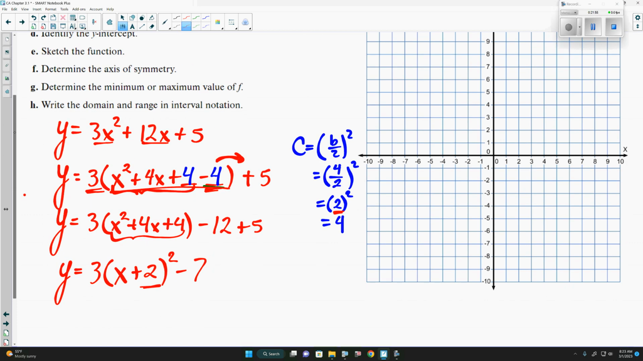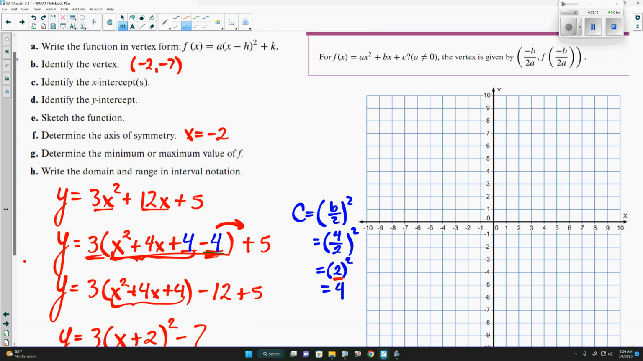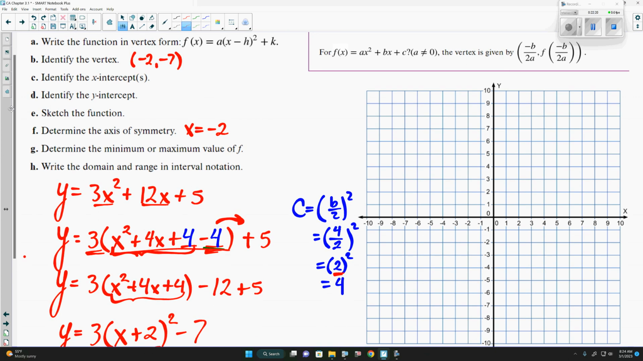It also does help us find the axis of symmetry. X is going to equal negative 2. X equals the x value of the vertex. And since we found the vertex to be negative 2, negative 7, we have it here. So did the function open upwards or downwards? It opened up, yes? So that means we have a minimum value of negative 7.